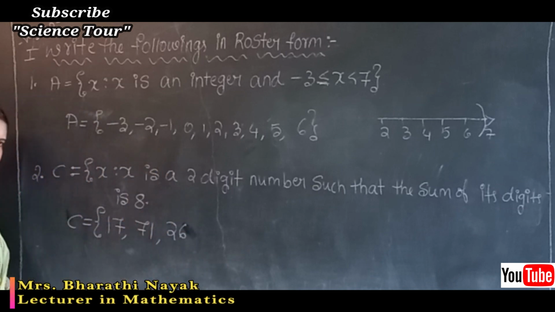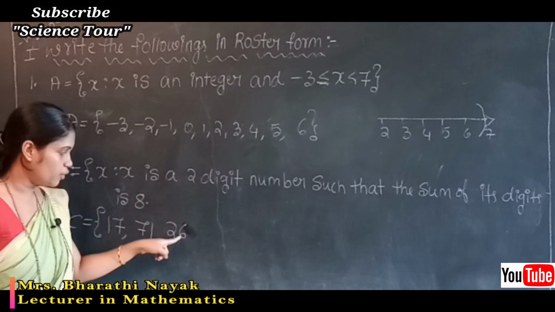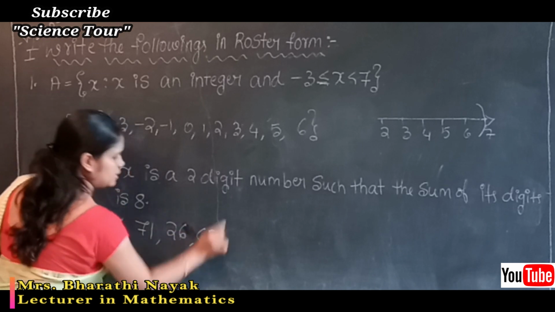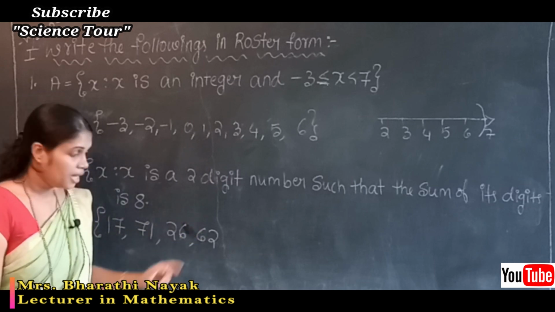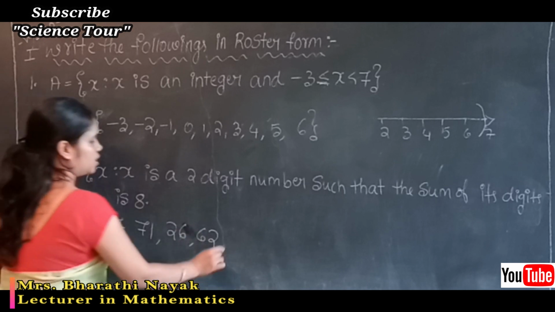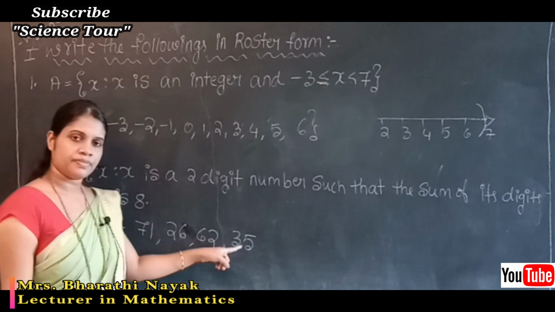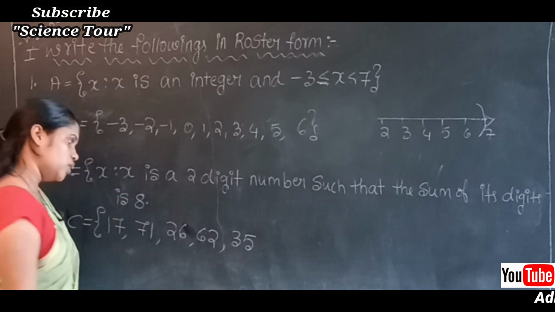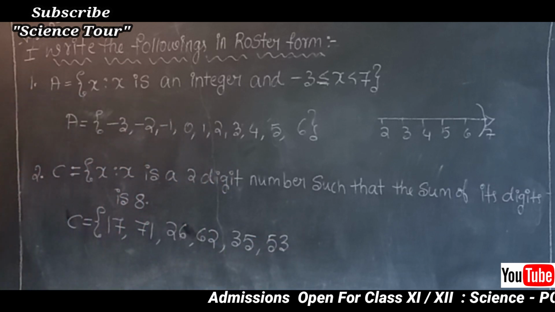Can I choose 26? 2 plus 6, how much? 8, isn't it? So can I choose 26? Now reverse its digits. How much will you get? 62. If you reverse the digits of 26, you will get 62. Again you can check, 6 plus 2, how much? 8. So the next number I will choose is 35. Can I choose 35? Yes, add the digits, 3 plus 5, how much? 8. Now reverse it to 53. If you reverse the digits, you will get 53.